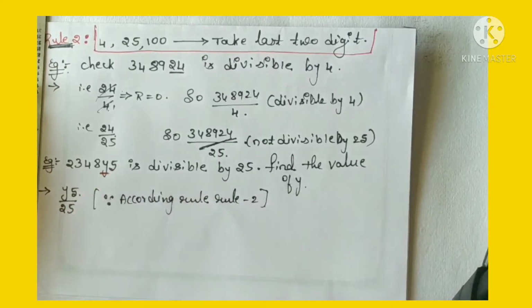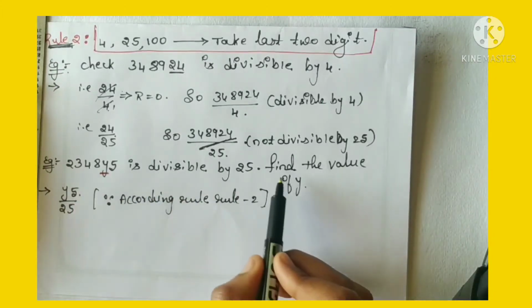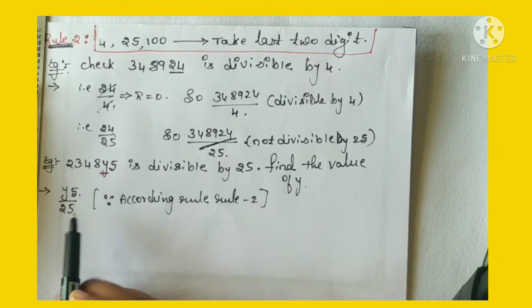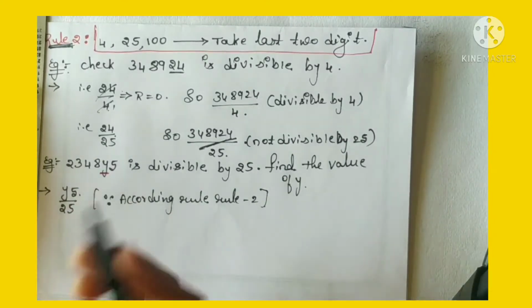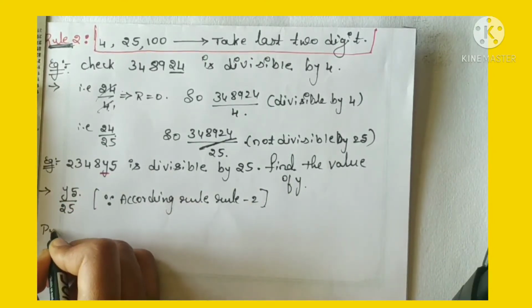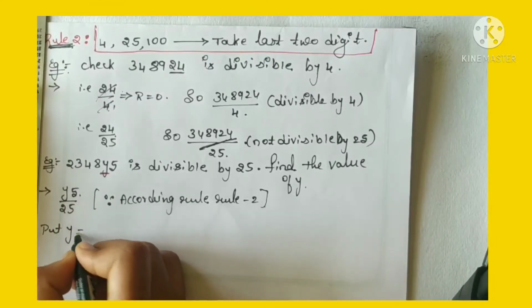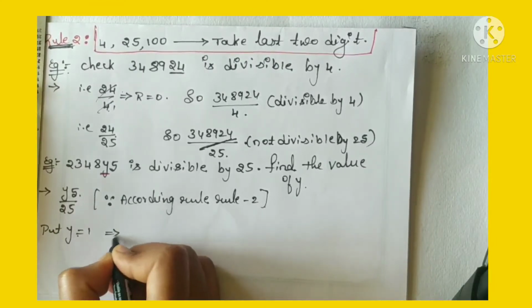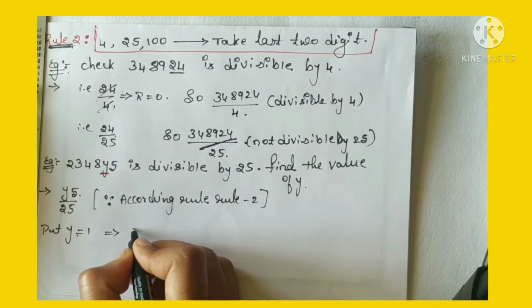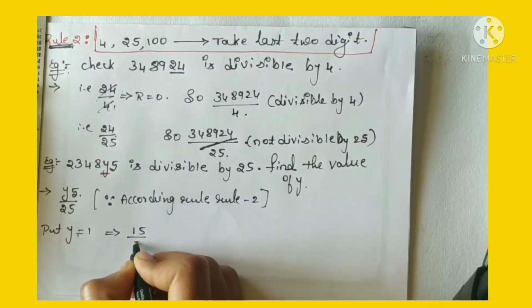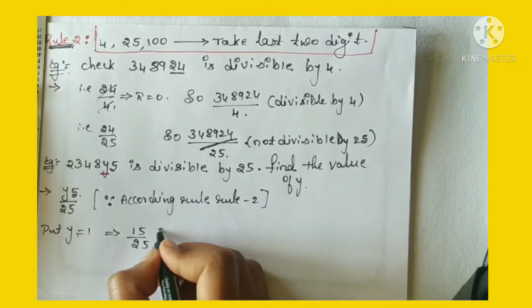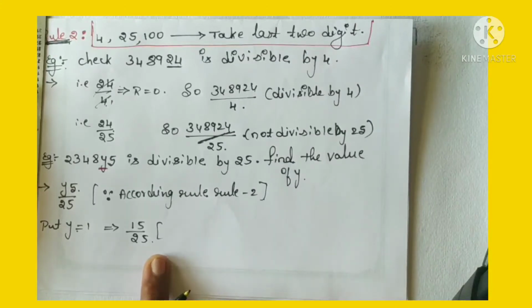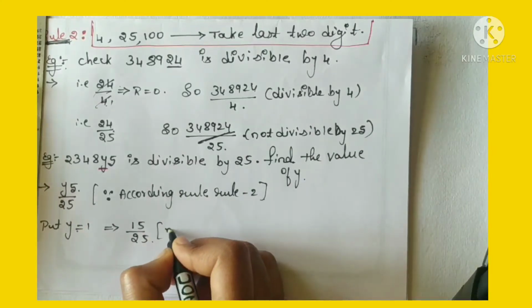Now to solve this, I just put values in y. That is, put y equal to 1. When we put y equal to 1, 15 divided by 25. Here 15 is not divisible by 25. That is, 25 does not divide it completely. So not divisible.